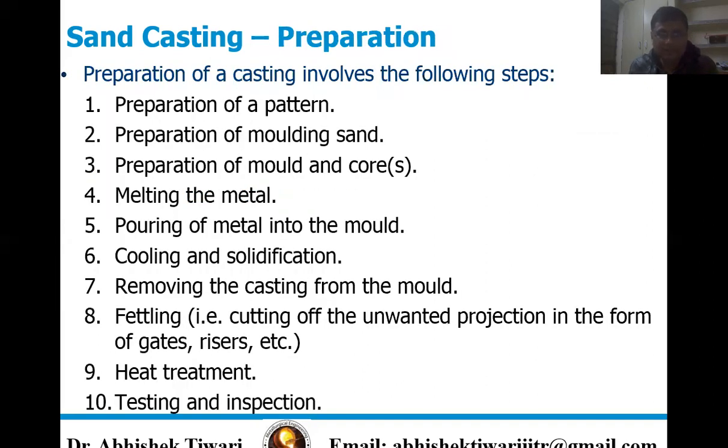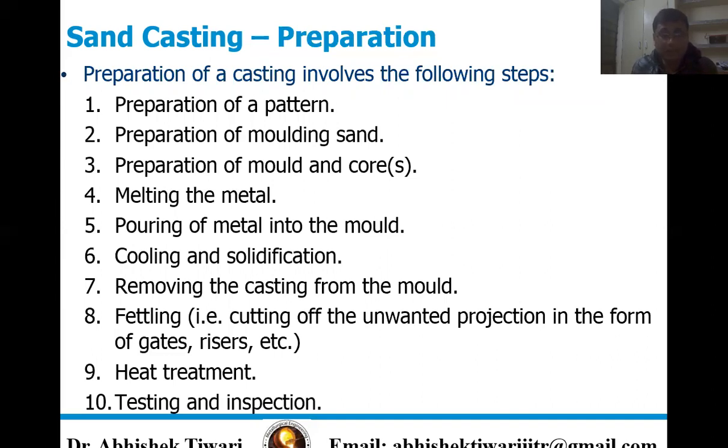Now, what are the steps involved in metal casting? First is preparation of a pattern. Second is preparation of molding sand. Third is preparation of mold and cores. Fourth is melting the metal. Fifth is pouring of metal into the mold.